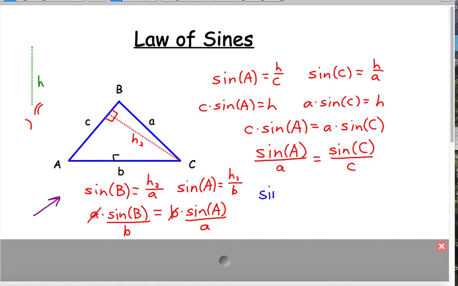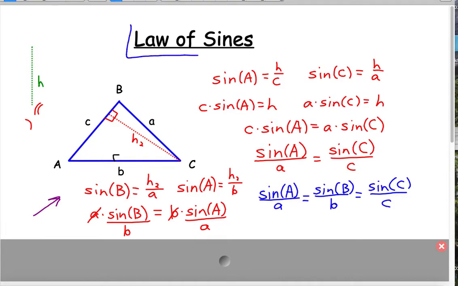And so we have, in any oblique triangle, the sine of angle A over side a is equal to the sine of angle B over side b equals the sine of angle C over side c. And that's what we refer to as the law of sines.